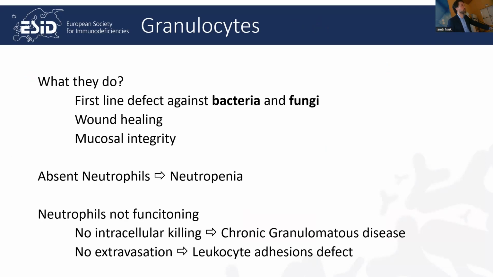And this also comes in two flavors. If there is no intracellular killing, so they can phagocytose the bacteria but cannot kill it, we call it chronic granulomatous disease. If there is no extravasation, meaning the leukocytes remain in the blood but cannot get into the tissues, we call this leukocyte adhesion defects.